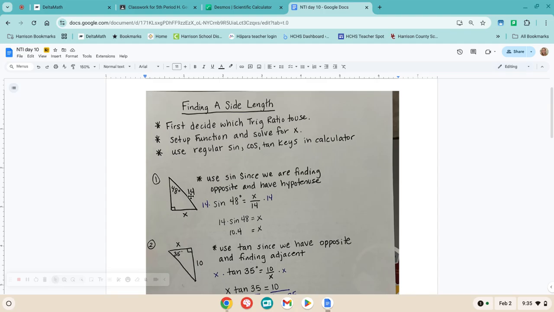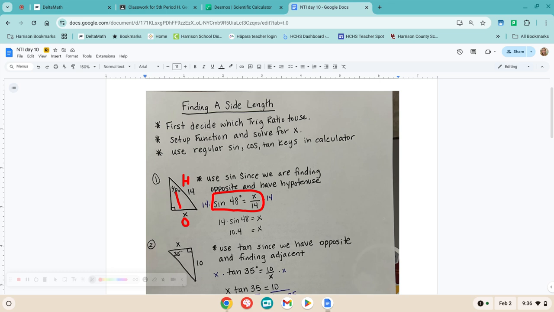If you're looking at this first example here, we've got sine, cosine, or tangent that we can use. Since this is our angle, we look out at our opposite, and this is our hypotenuse. And so we're going to use sine. When you set it up, remember it's sine of the angle. So this is our initial setup right here. Sine of your angle equals opposite over hypotenuse. So sine of 48 degrees equals x over 14.